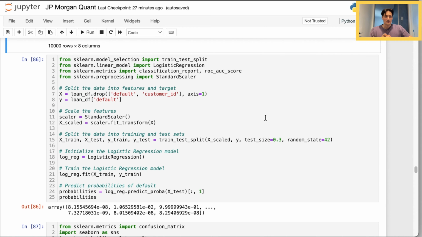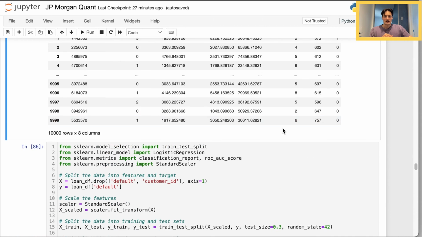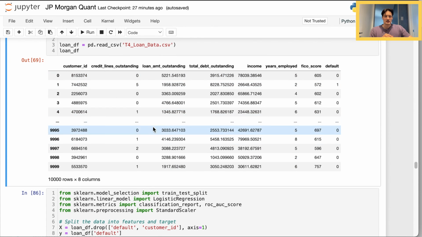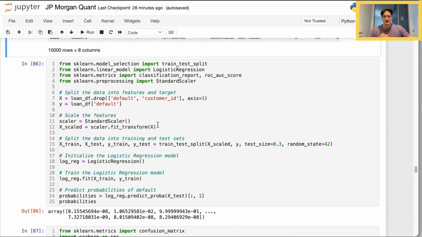One really important step that I think a lot of people might miss is that if you notice, the units of all of these numbers are totally different. We have credit lines outstanding, which is probably going to be between 0 to 10, but then we have loan amounts outstanding, debt outstanding and income, which are all dollar values. Then we have a FICO score, which is a totally different index. And the same thing with years employed. They're all completely different units. So it's really important for us to make sure that we standardize this data here using this scaler function. You can do it in any other way. This basically uses z-scores, I believe. So this is a really important step to make sure your data is standardized.